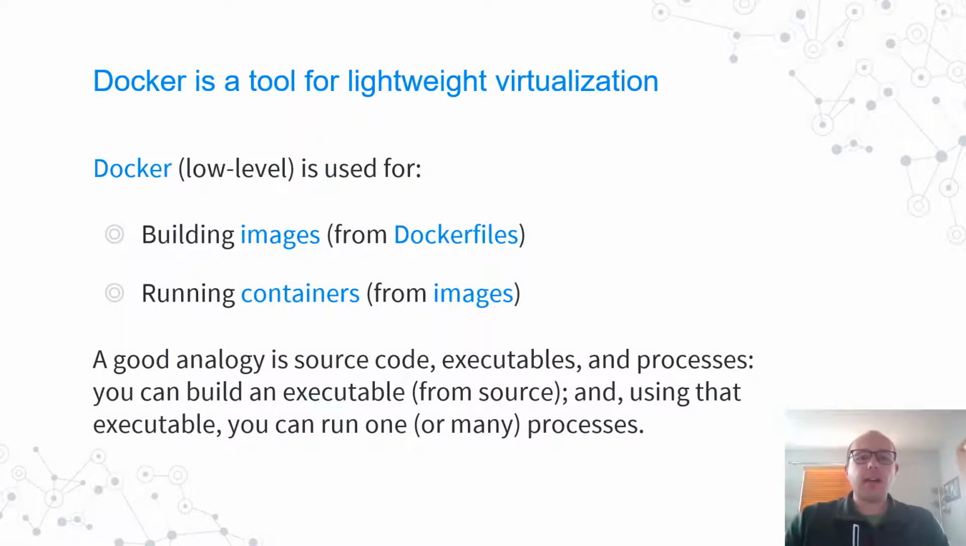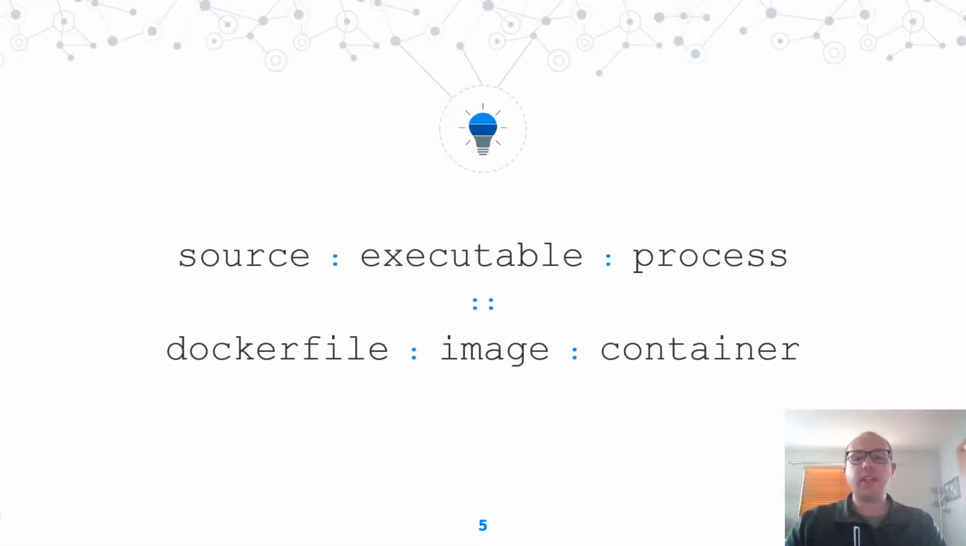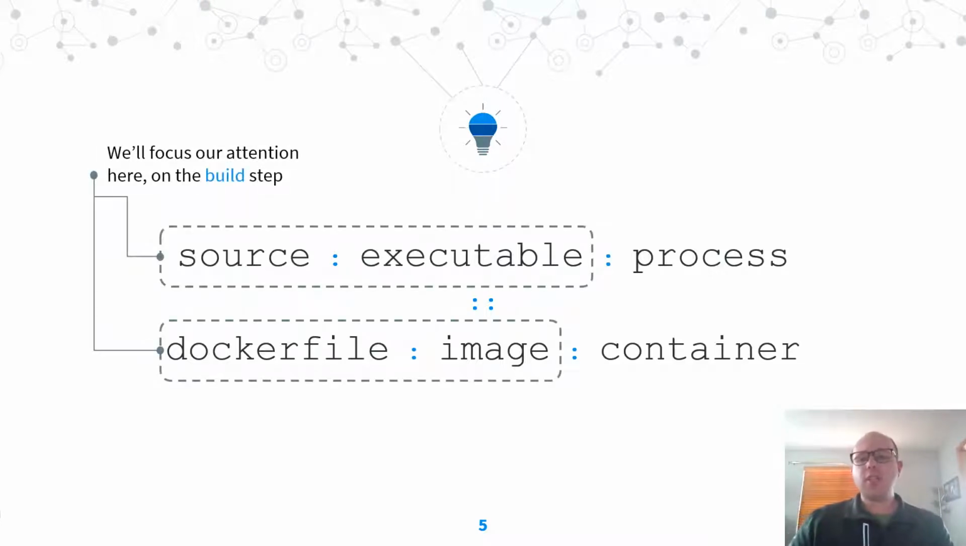But at a lower level, Docker has some core components. There are Dockerfiles, which are a source level artifact. There are Docker images, which you build from Dockerfiles. And then there are Docker containers. You can run containers from an image. A good analogy here is source code, executables, and processes. You can look at building source code and getting an executable. You can look at running one or many processes from an executable. And this is similar to Dockerfiles, images, and containers. So to drive this home, here's that analogy again between source, executable, and process, and a Dockerfile, a Docker image, and a Docker container.